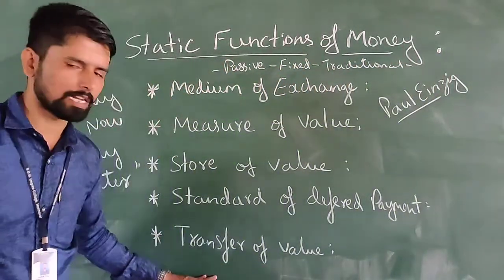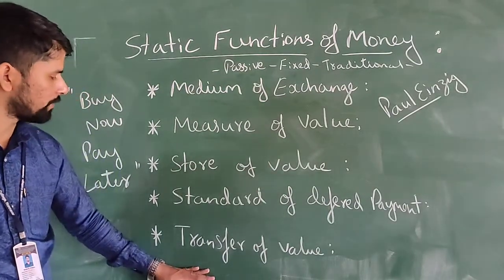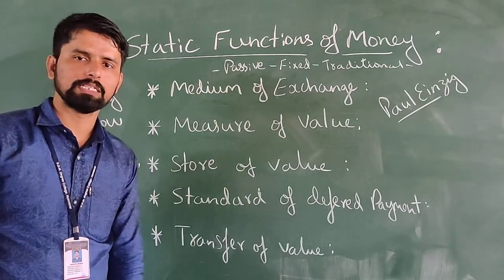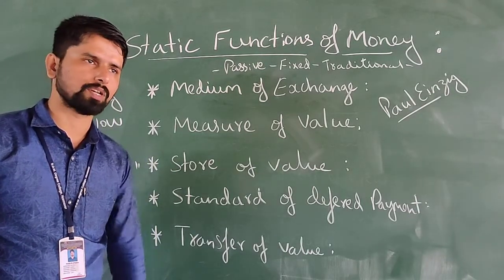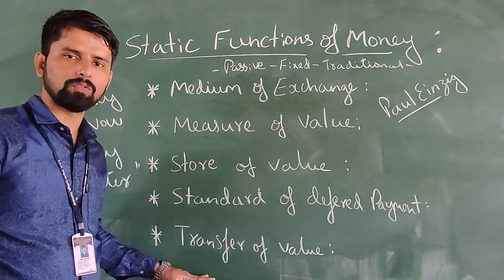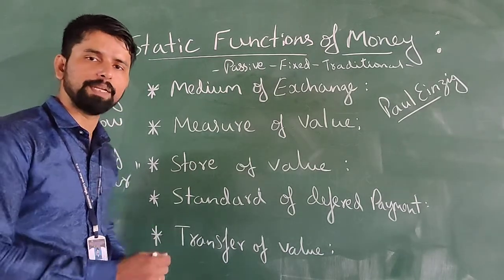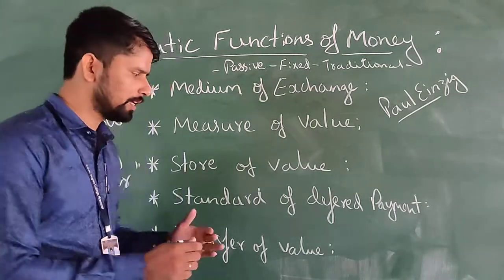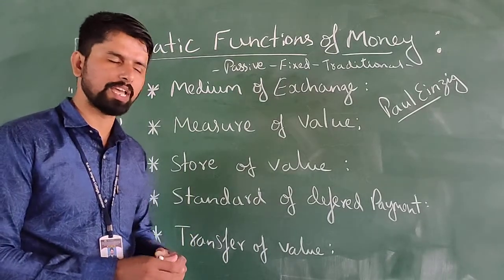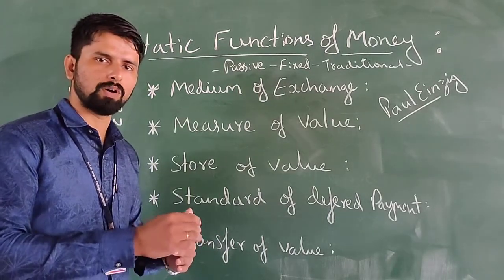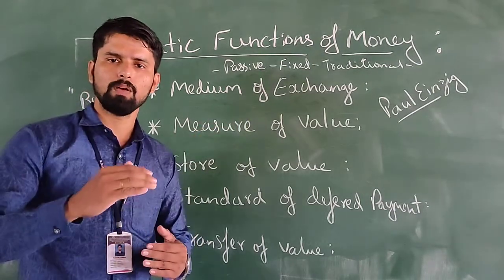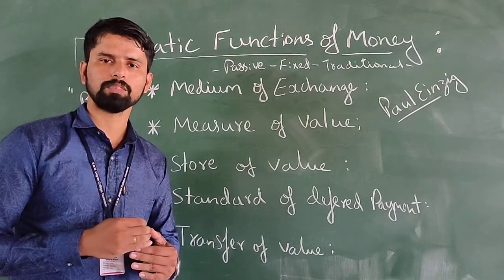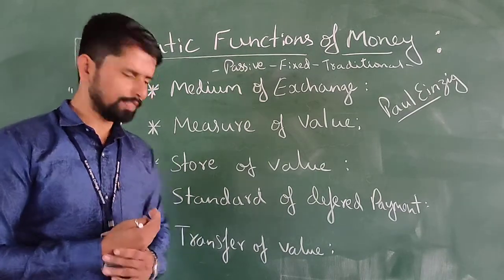And the last one, transfer of value. The last fifth point is the transfer of value possessed by the money standard. It is another important static function. So we can transfer any money standards, the coins, the gold, the rights or the cash, the money paper standards, from one person to another person, from one time to another time, or from one place to another place.